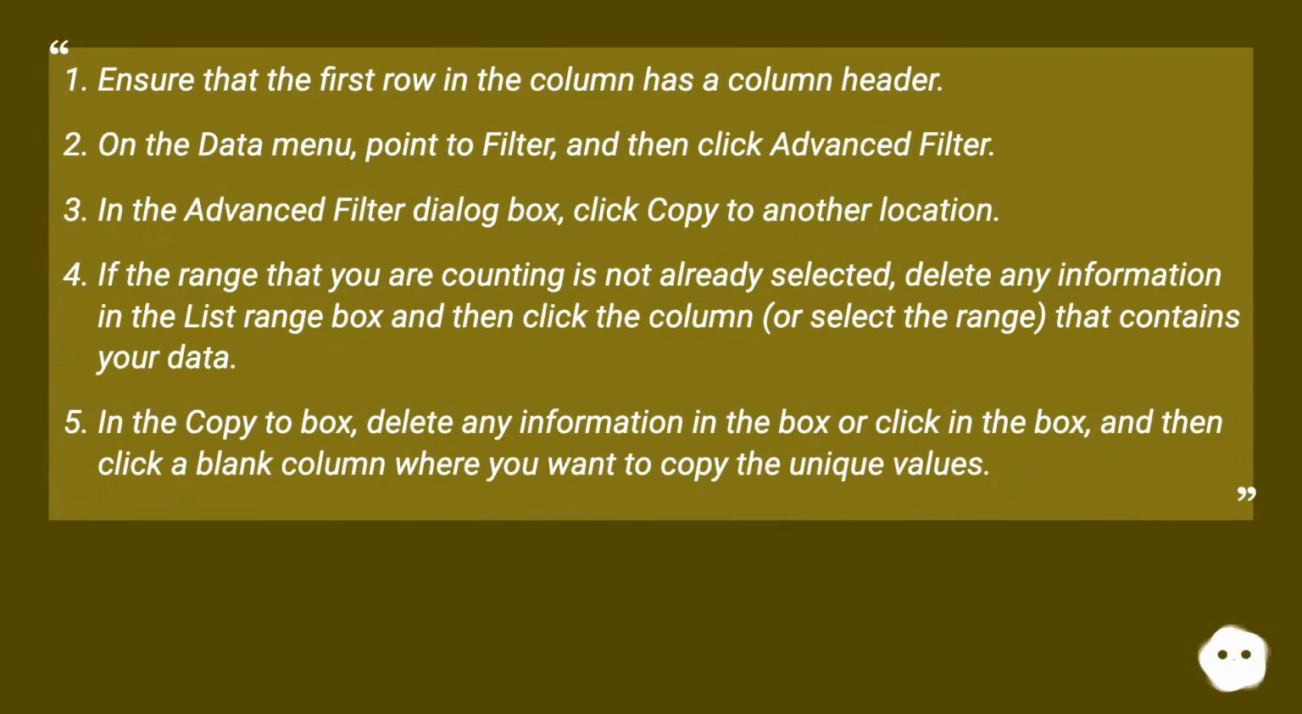In the Advanced Filter dialog box, click Copy to another location. If the range that you are counting is not already selected, delete any information in the List Range box and then click the column, or select the range that contains your data. In the Copy to box, delete any information in the box or click in the box, and then click a blank column where you want to copy the unique values.